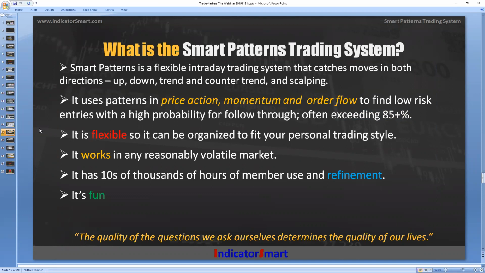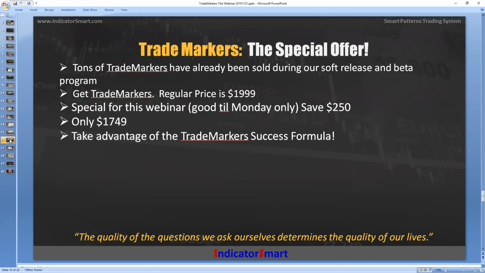And the Smart Patterns trading system loves a volatile market. And we got tens of thousands of hours of people using these things and refining it. And then when TradeMarkers came along, there's a lot of sharing started going on. And it's really been an awesome ride. So if you already have a strategy, then no problem. You've got it. TradeMarkers can help you to refine that down to something that's really going to work for you.